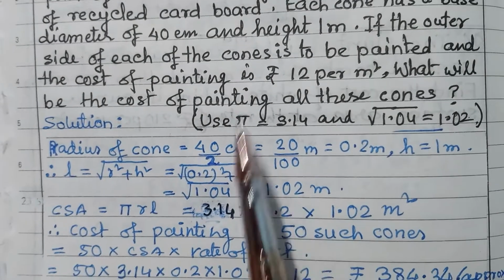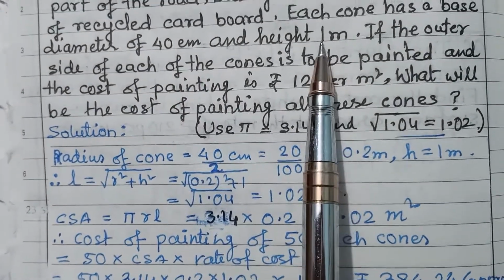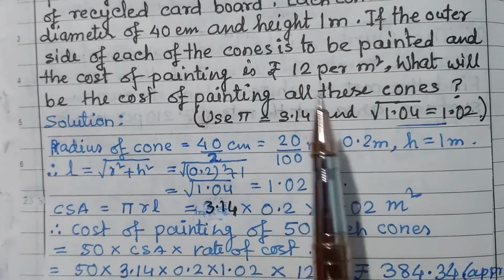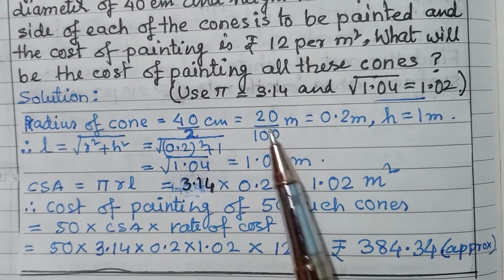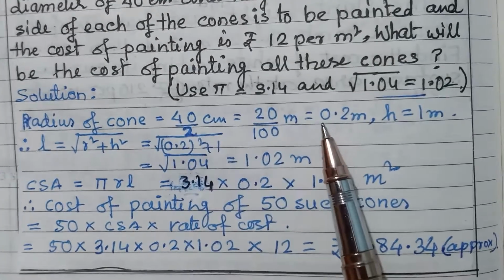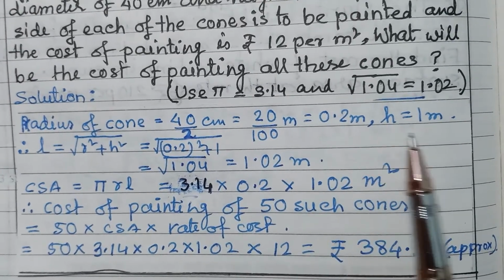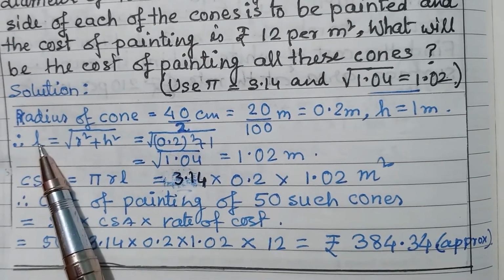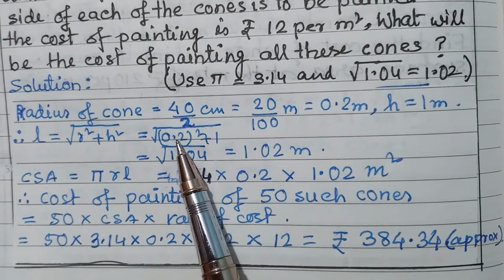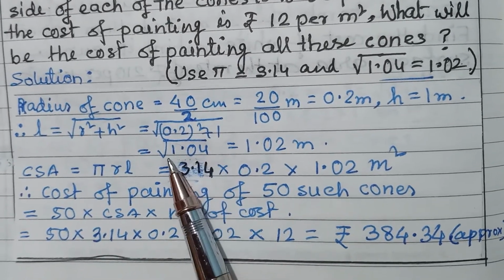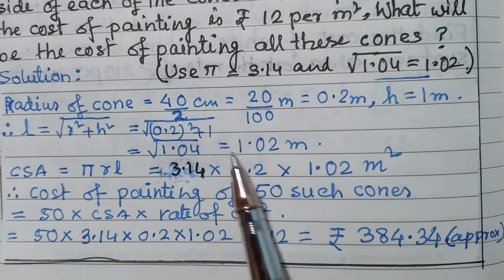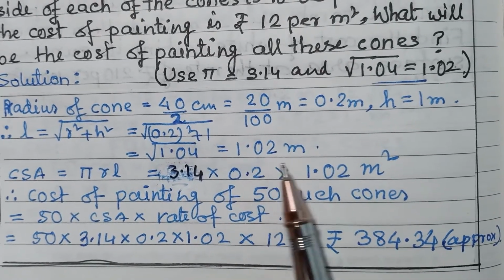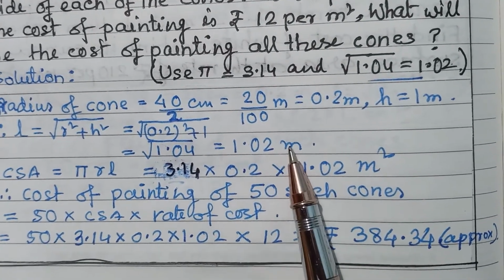Now the diameter of the cone is 40 centimeter, and you have to change it into meter, as I have already shown you. Height is in meter and this is in centimeter. Both should be in the same unit. So change it into meter. 20 upon 100, it is 0.2 meter for the radius, and height is 1 meter. So slant height L is root of 0.2 square plus 1 square. It is 1.04. Root 1.04 is given, its value is 1.02 meter. Okay, slant height I have got.